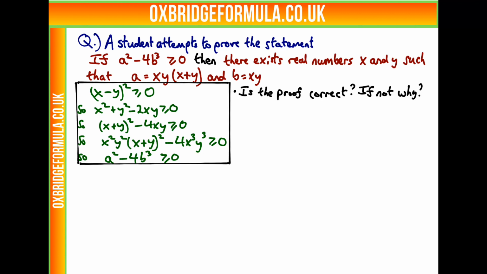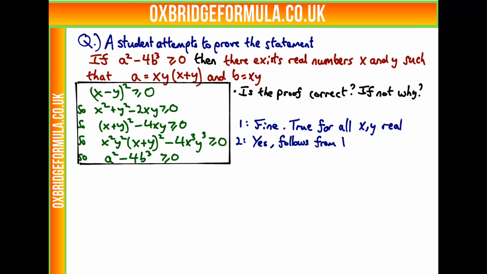Okay, so let's go line by line and see if we can find any mistakes or if this proof is correct. Looking at the first line, he said that (x minus y) squared is bigger than or equal to 0. Is this true? Well, yes, because x and y are real numbers. When you square a real number, you're going to get something that's non-negative. So the first line is correct. And now he's made a deduction from the first line to the second line. Is this a valid deduction? Well, yes, if you expand this bracket, you get exactly x squared plus y squared minus 2xy.